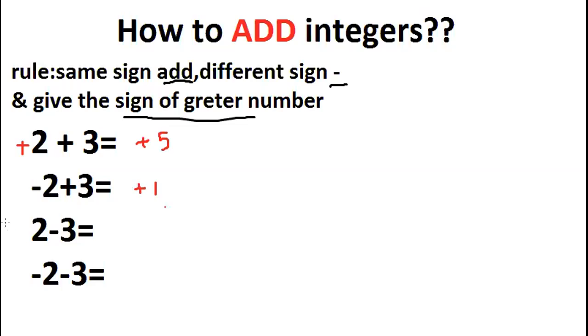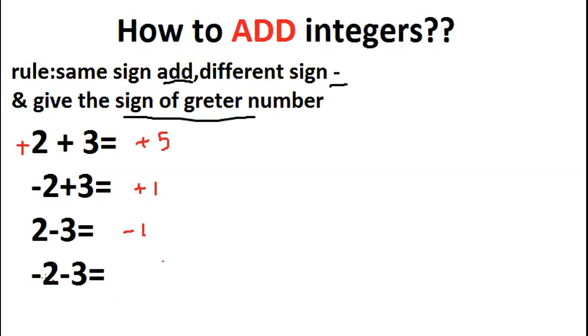Okay, let me see the next example. This is 2 and 3. This is positive 2 and this is negative 3, isn't it? When there is minus, it is called negative 3. So what are we going to do? These are different signs. So we're going to subtract, 3 minus 2, that is 1. And lastly, give the sign of the greater number. The greater number is 3 and it has sign minus. So as simple as that.